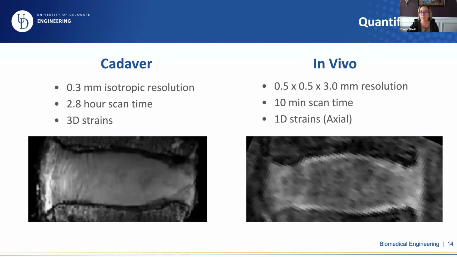I want to point out a big difference, though, between our cadaver studies and our in vivo studies. So I'm showing here 2 images, and if you squint, you might be able to tell that one has less resolution than the other. So in the cadaver, we can scan that cadaver segment for 3 hours. It won't move, and we can get a very high resolution image, and from that calculate 3D strains. In vivo, we have a 10-minute scan time, and so we chose to get a pretty good resolution in the axial plane, 0.5 by 0.5 with a 3 mm slice thickness. So for what I'm presenting today, we're only going to report the axial strains in compression.